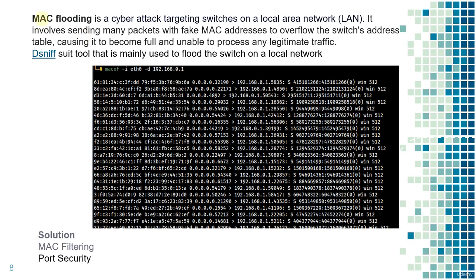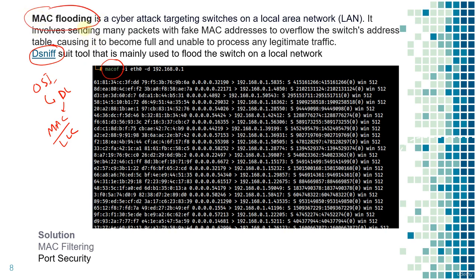Since we are talking about MAC addresses, on the OSI layer we are talking about the data link layer, where we have MAC addresses and LLCs. One of the applications that attackers use to attack at this layer is called the DSNIFF tool, also known as the MACOF tool. The kind of attack using this application is called MAC flooding.